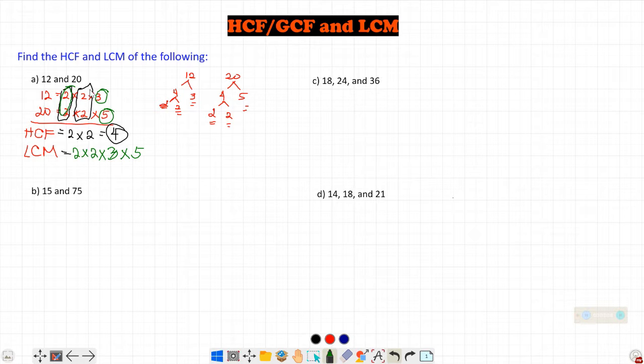So this one is taken as 1, that's why 2 times 2, and then the 3 here and the 5 here. We have to bring down all the numbers. That's getting the LCM, the least common multiple of each number. So the least common multiple of these two numbers is 2 times 2 times 3 times 5, which is 60. This is the least common multiple of 12 and 20.